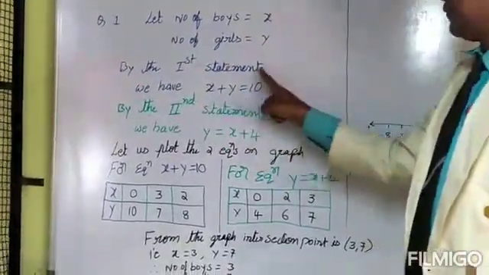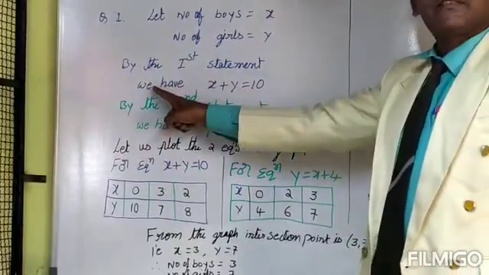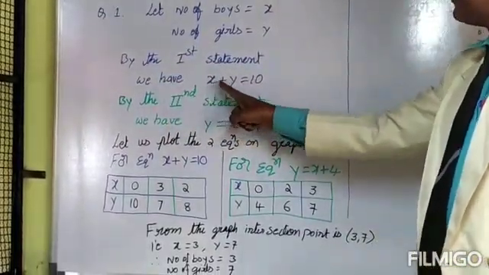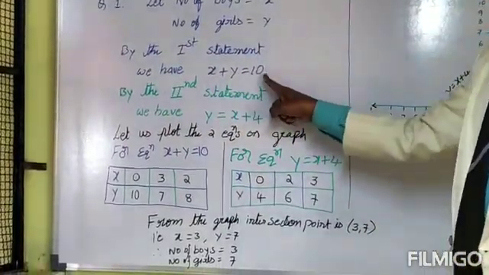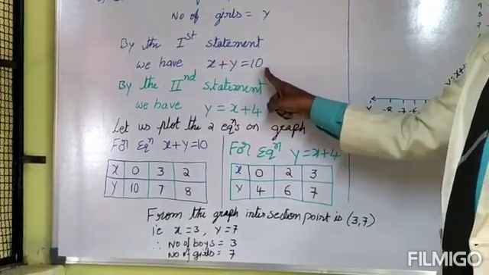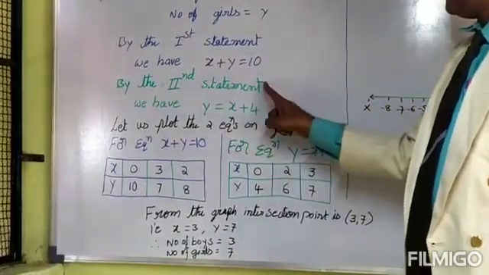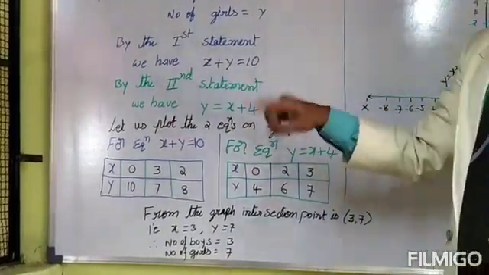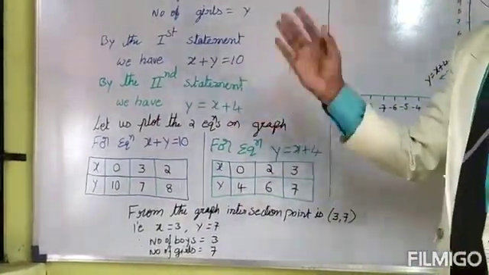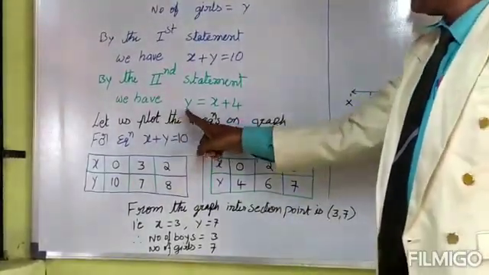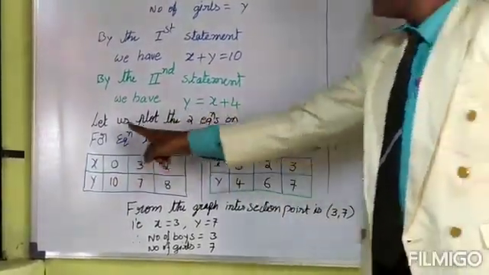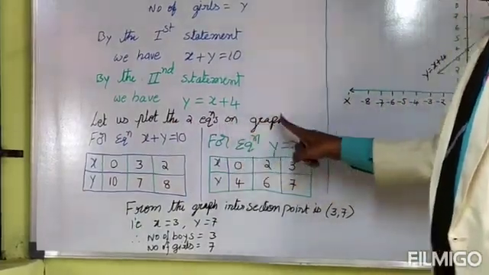By the first statement, you will get the equation in algebraic form x plus y equal to 10, meaning all the students, boys and girls together, are 10. And by the second statement, it is given that girls are 4 more than the boys, I mean y equal to x plus 4. So let us plot the two equations on the graph.